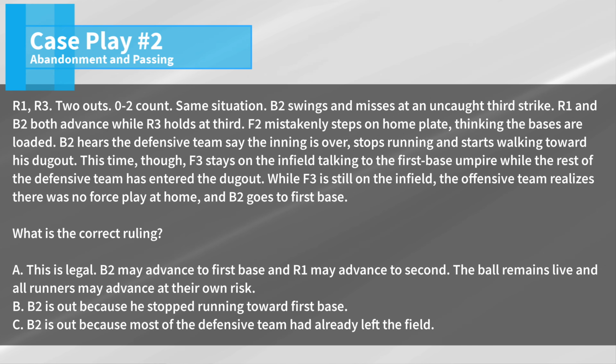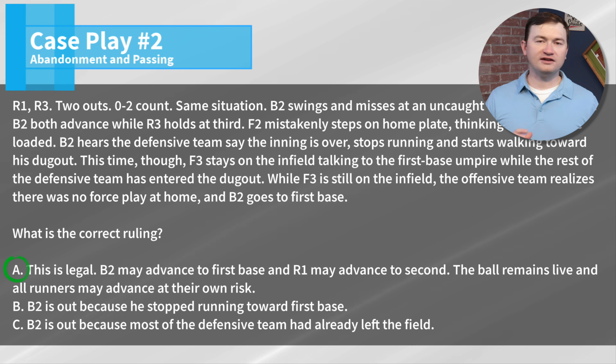A, this is legal. B2 may advance to first base and R1 may advance to second. The ball remains live and all runners may advance at their own risk. B, B2 is out because he stopped running towards first base. C, B2 is out because most of the defensive team has already left the field. The correct answer is A, this is legal.